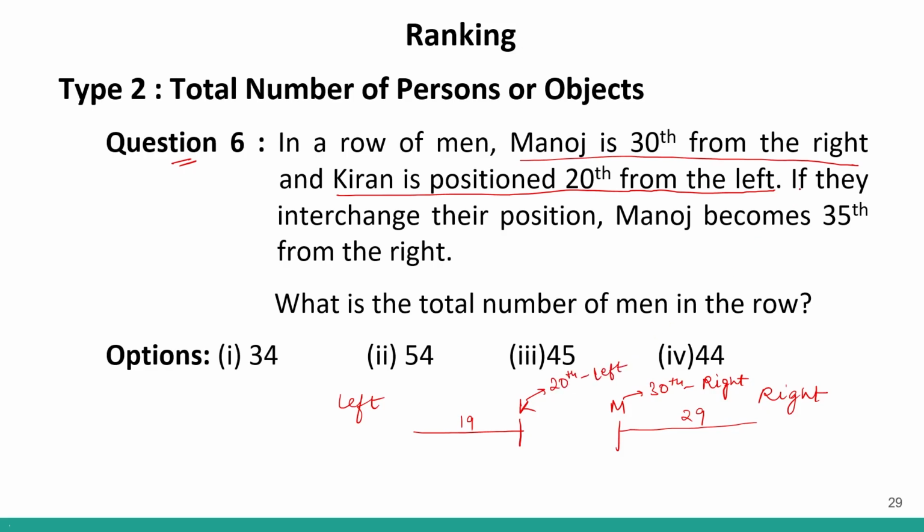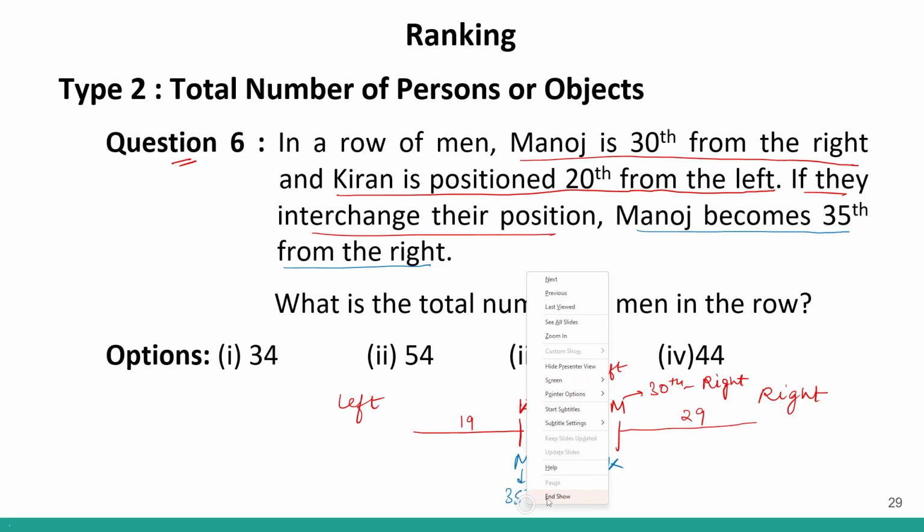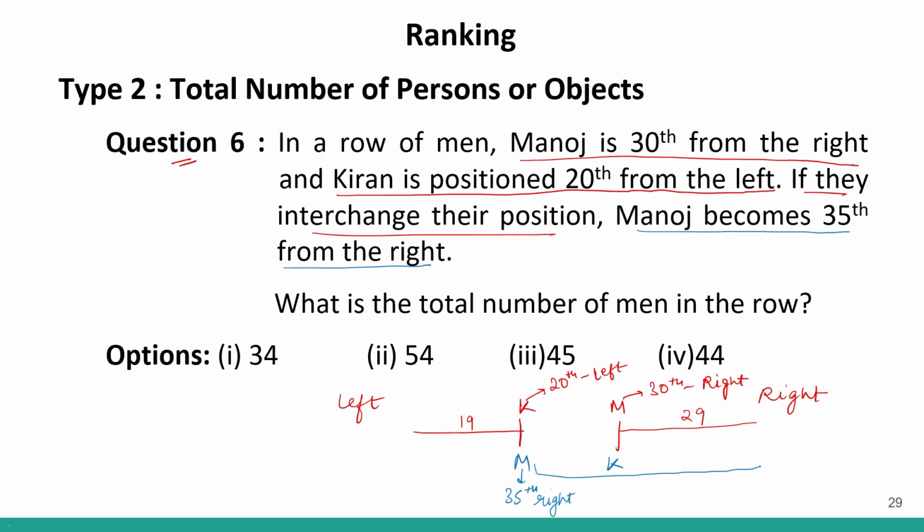The question says that if they interchange their position, Kiran will sit over here and Manoj will sit over here. After interchanging their position, Manoj is 35th from the right. So Manoj was 30th from the right, and now Manoj is 35th from the right. So before Manoj we have a total of 34 people. We have to find out the total number of men in the row.